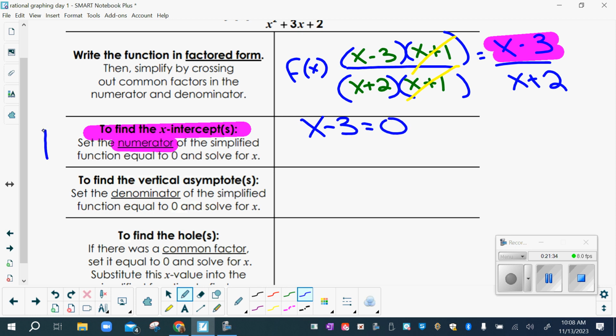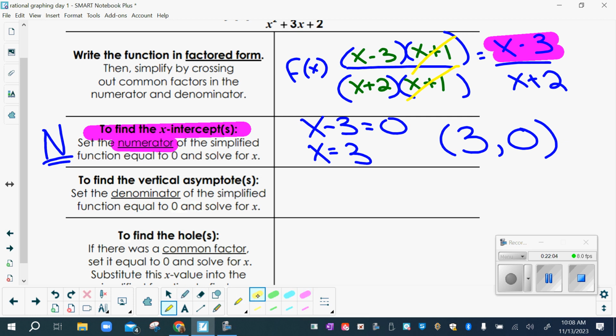I'm putting a big giant N here. We steal from the numerator. So in other words, x equals 3. An x-intercept is a point that will be 3, comma, 0. It's so easy. We steal from the numerator, right? Everybody good? Now, to get the asymptote, we do something a little different.